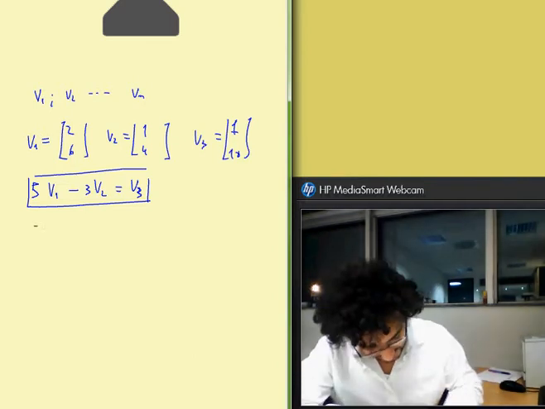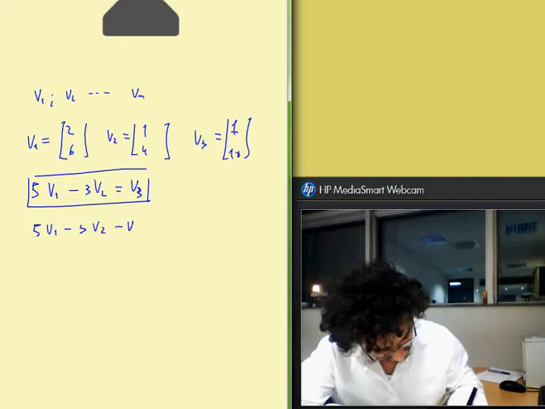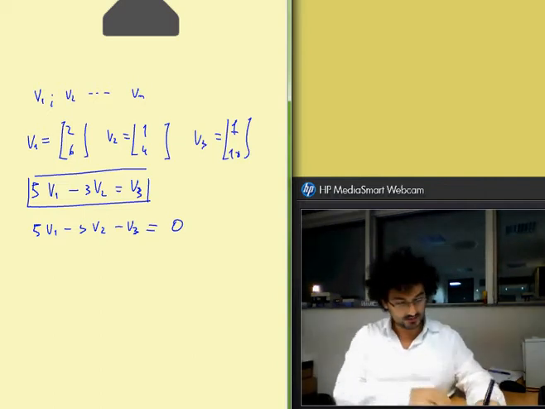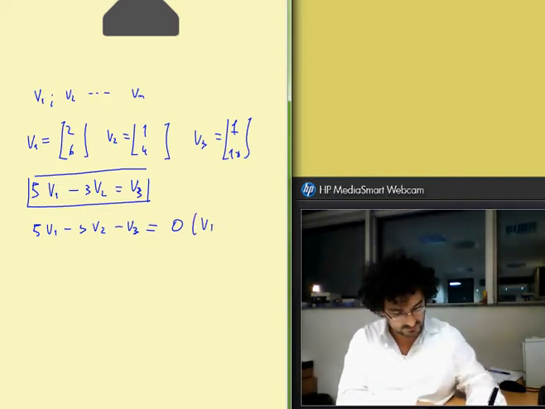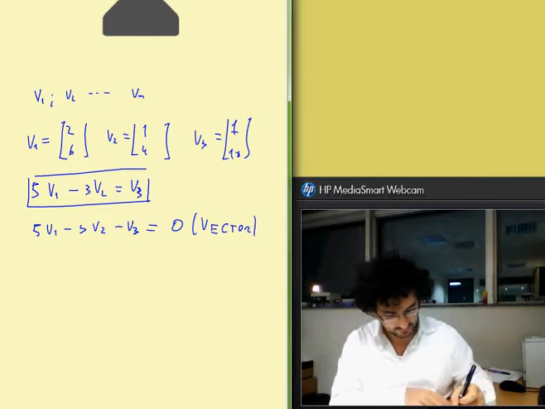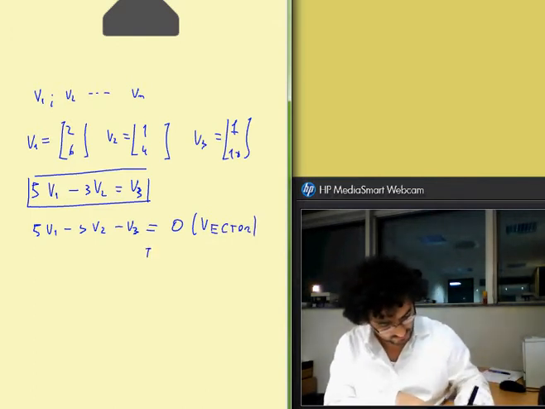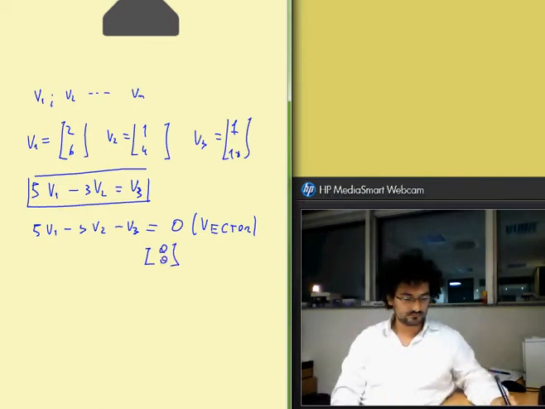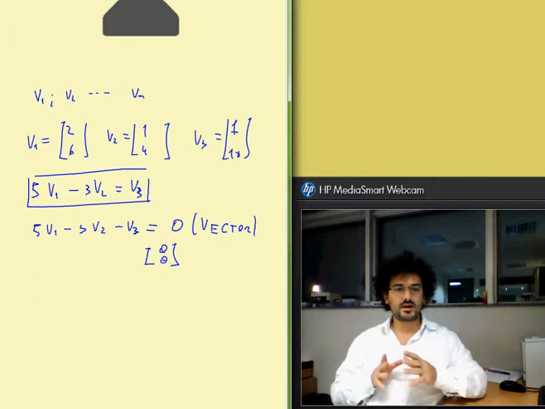We can also write 5v1 minus 3v2 minus v3 equal to 0, where 0 is not a scalar, but it is very important to consider that it is a vector. It is the vector 0, 0, because in this case we are considering not just scalars but vectors.